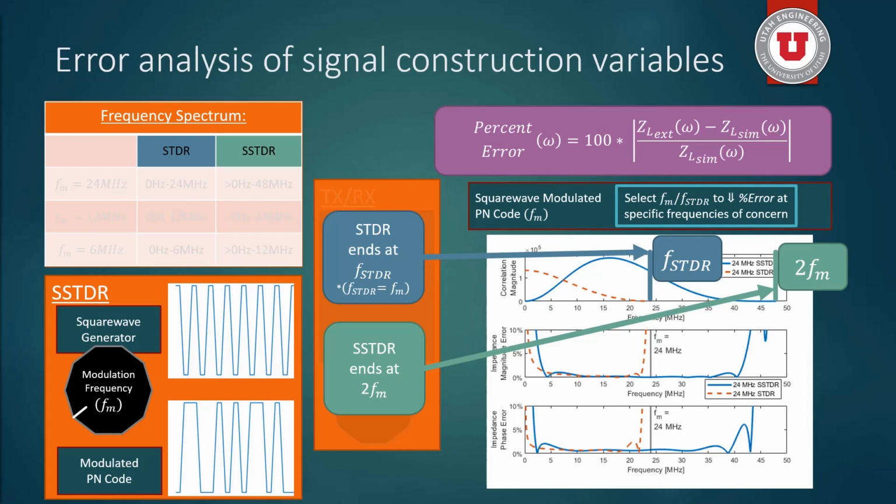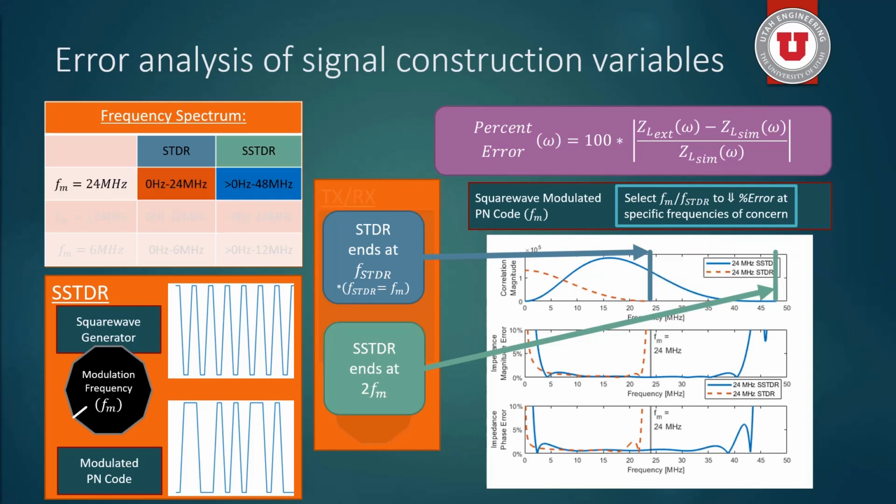Next, I will discuss the trade-offs of changing the modulation frequency FM. Note that FSTDR is still set equal to FM for simplicity and plotting purposes. We start with the modulation frequency equal to 24 MHz. This results in a frequency spectrum for STDR ranging from DC to 24 MHz and for SSTDR ranging from greater than DC to 48 MHz.